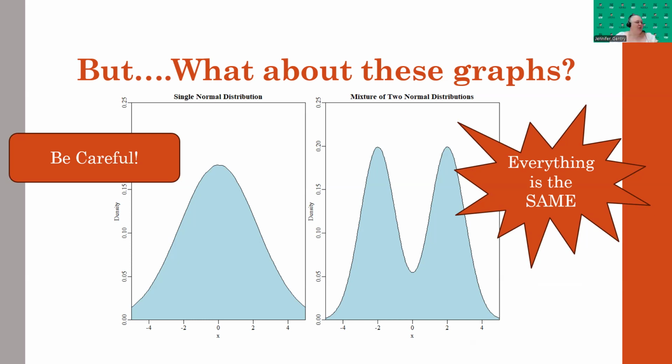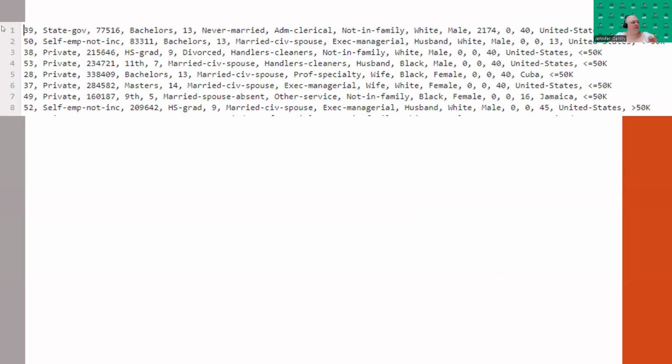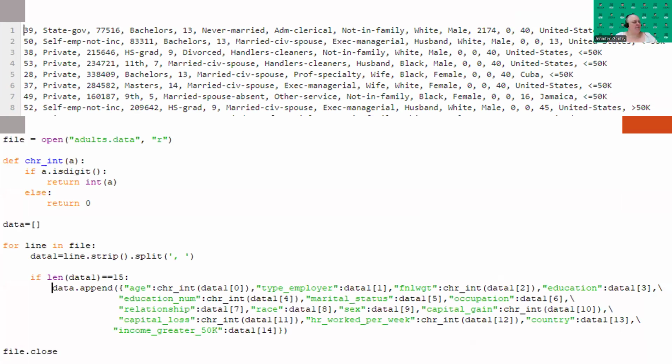So let's take a look at Project 2, Descriptive Statistics, okay? Remember, we're going to assume that we have imported that adults.data file into our Python when we start. Just as a little recap, I've got a flat file. It is a comma delimited file, and it has all kinds of data in it. We went through what the data was last week, and we kind of started out with this snippet of code. This is already in Project 2, so you can go through it.